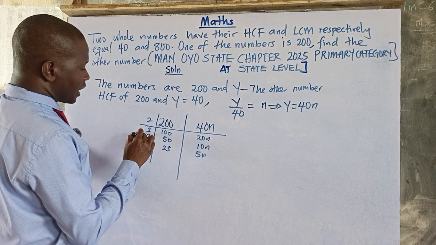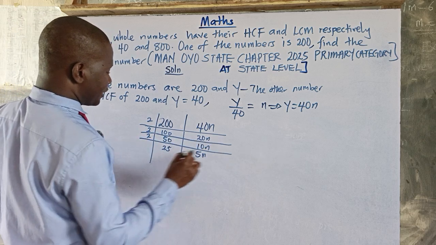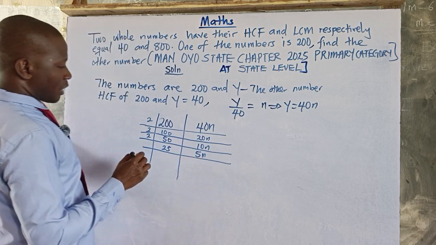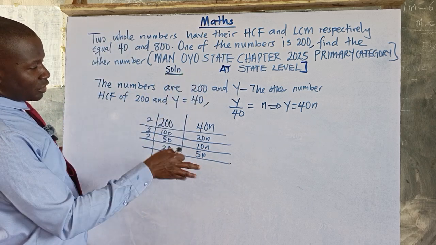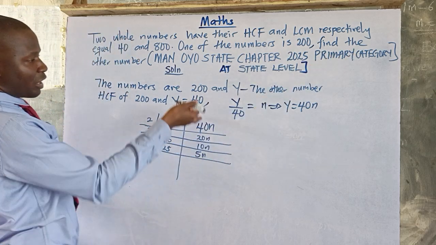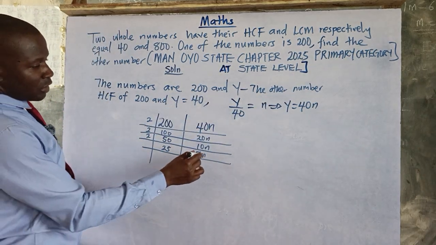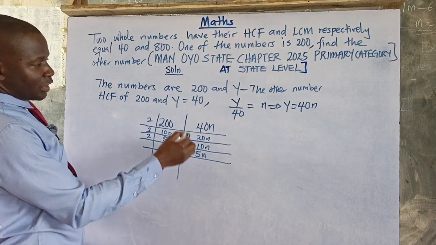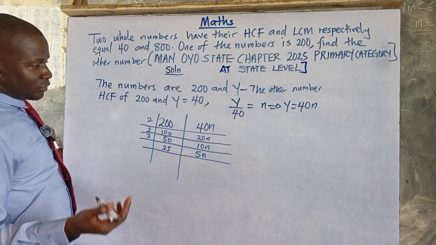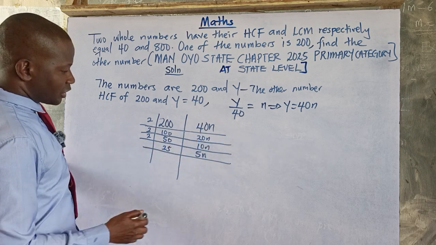Now this is the knowledge. Like I said, we are solving from known to unknown, so we know how to calculate the LCM. There are many ways of solving this question, but because of the primary category, I brought it down to their level so that they can understand. If we use higher methods, some students in primary school may find it difficult to understand, because they are used to this method.